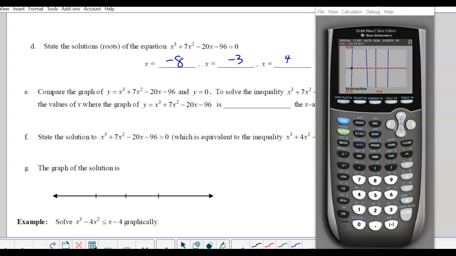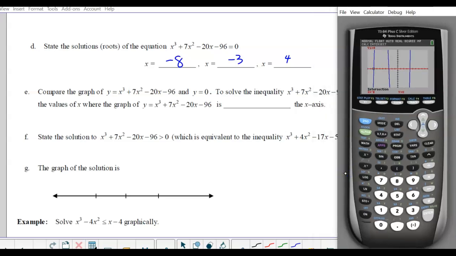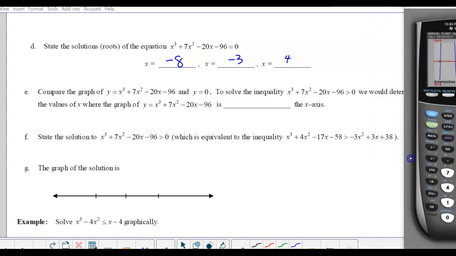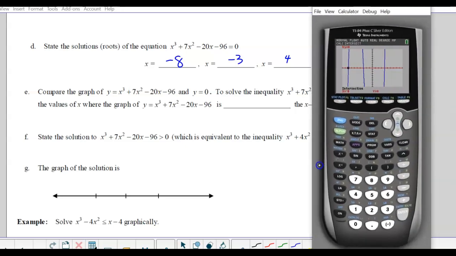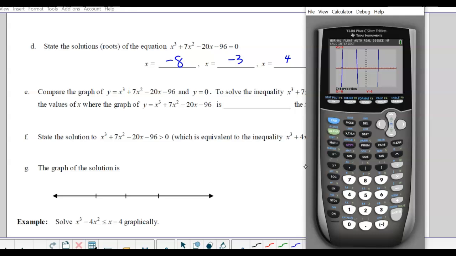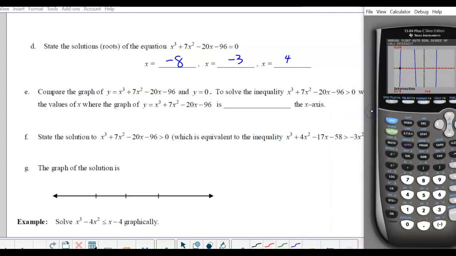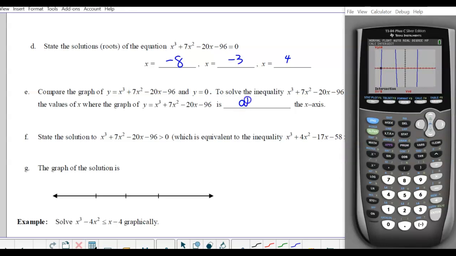Okay, so there's different ways on the TI. Casios are a little bit faster. Okay. So compare those two graphs. To solve the inequality, well, that's what I just did in the last one. We would determine the values of x where the blue graph is greater than, so that means above the x-axis.